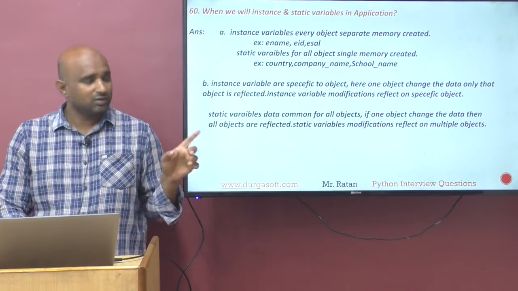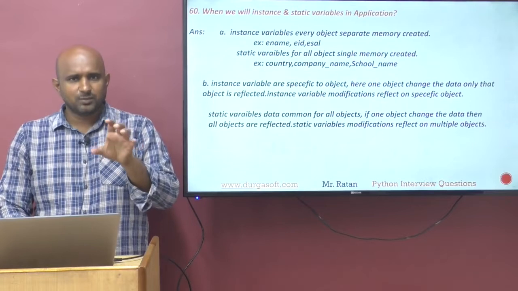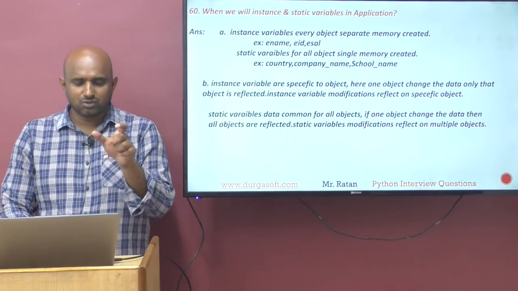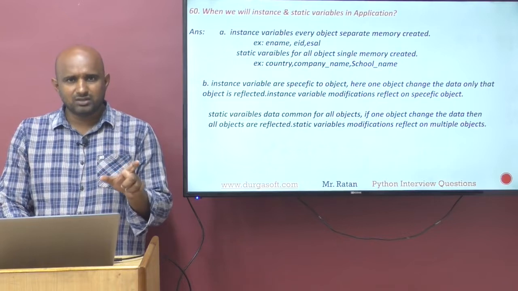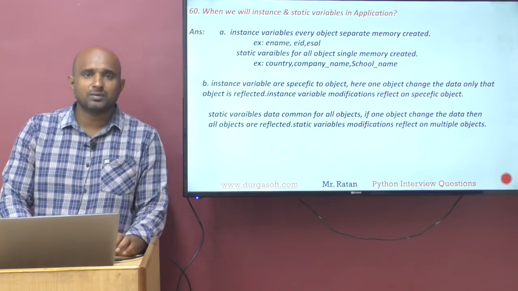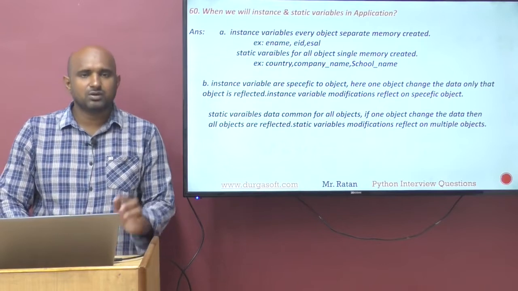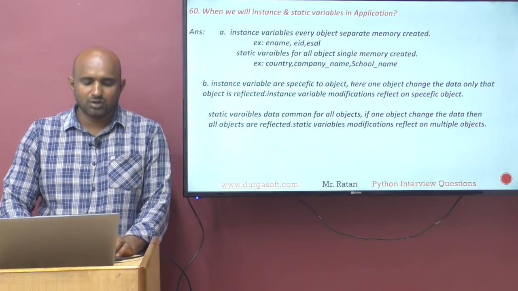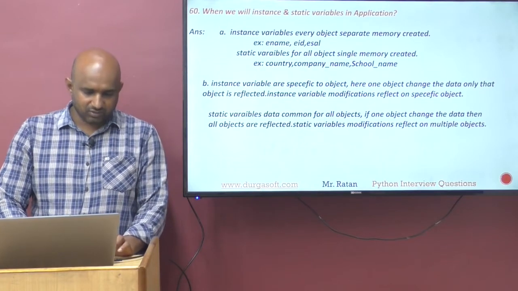So the first point: instance variable, every object separate memory created. For every object, employee ID is different, employee name is different, employee salary is different. Those you take as instance variables. Static variables: when we have the requirement to maintain a single copy for all objects, then you can go for static variables, like company name, country name, school name, right? Exactly. Now the second point.